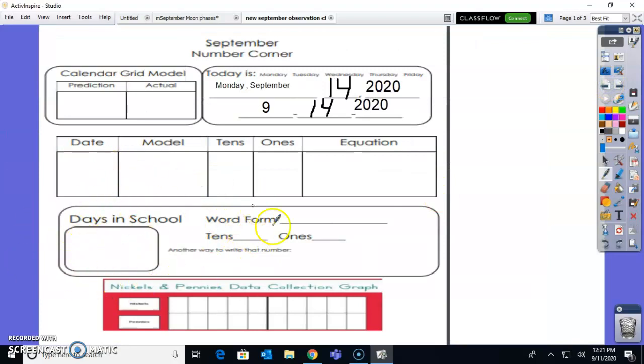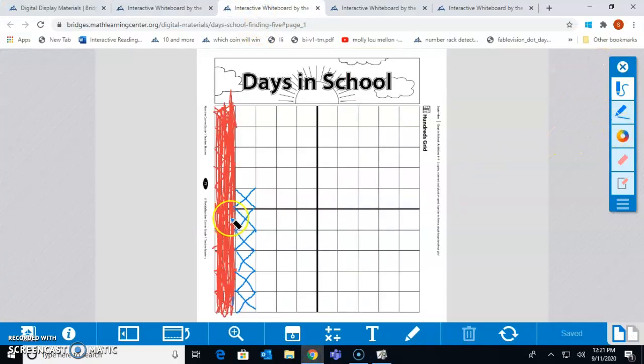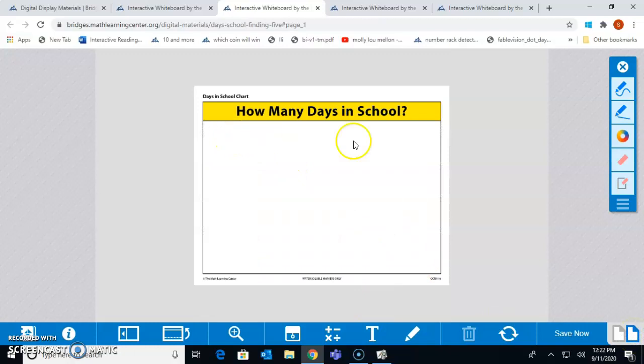We're going to go on to days in school. So yesterday was 16. We need to mark one more X. Okay, and I want you to notice right here, below this bold line, this is a group of 5, right? So this colored in is 10. This is a group of 5. So we have 10, 15, 16, 17. Okay, so let's go and write our 17.